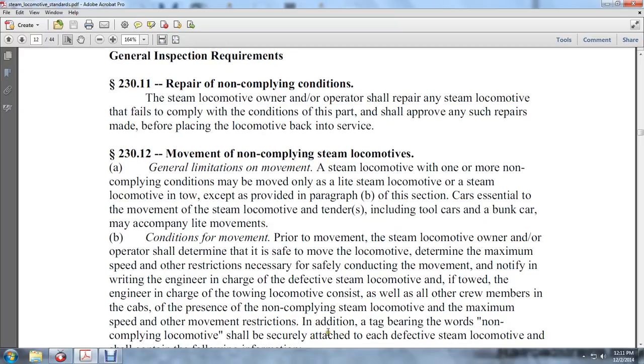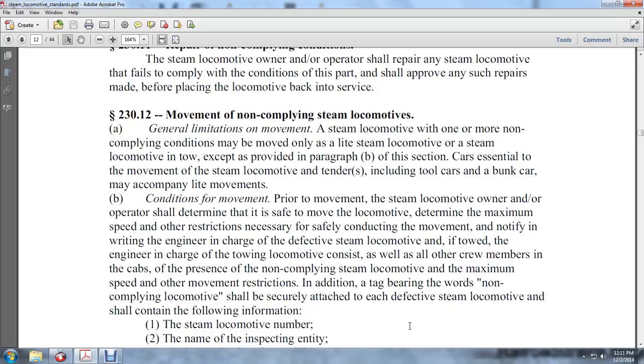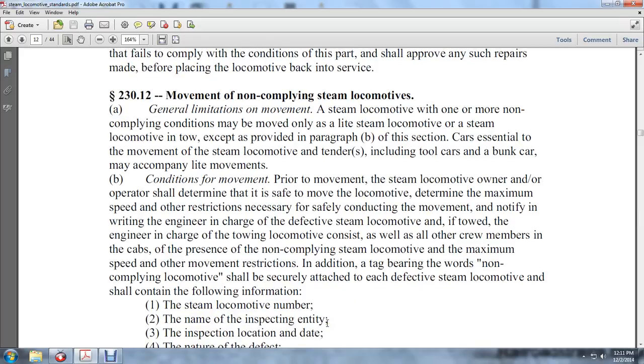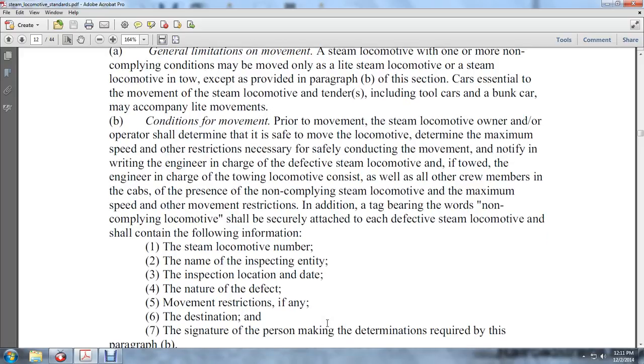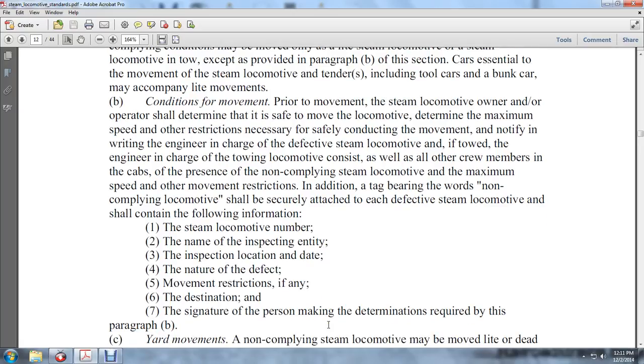Other movement restrictions. In addition, a tag bearing the words "non-compliant locomotive" shall be securely attached to the defective steam locomotive and shall contain the following information: steam locomotive number, the name of the inspection entity, the inspection location and date, the nature of the defect, the movements and restrictions, if any, and the designation and signature of the person making the determinations required by this paragraph B.